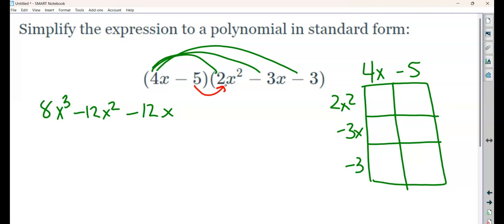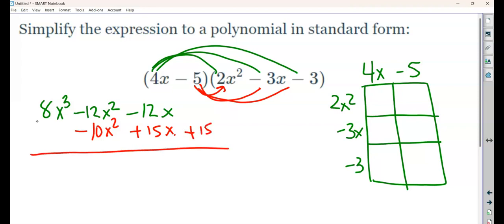Minus 10x squared, so I'm actually going to write it here, minus 10x squared, because those are like terms, plus 15x, and then plus 15. So I kind of like to add these vertically, and when I'm done, I will have something that is in descending order. Remember, when you add like terms, the exponents of the variables do not change. All right, let's see what we get over here.